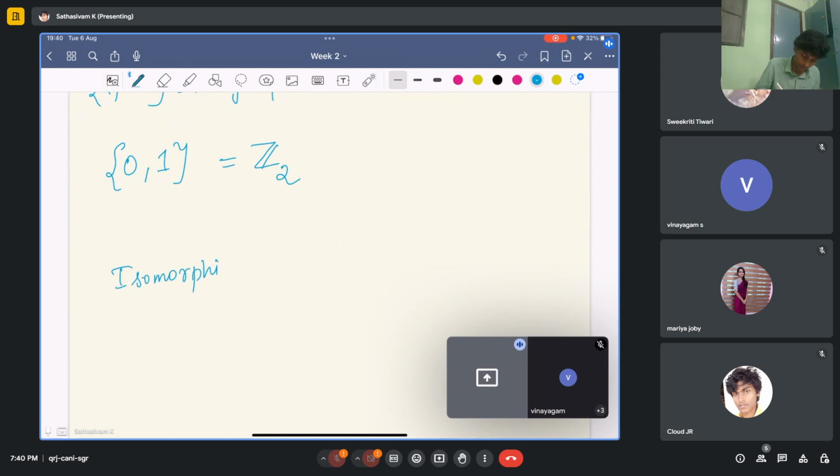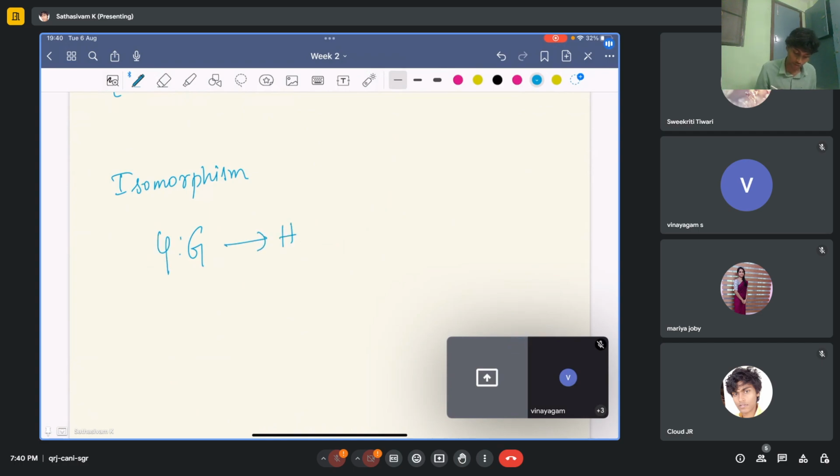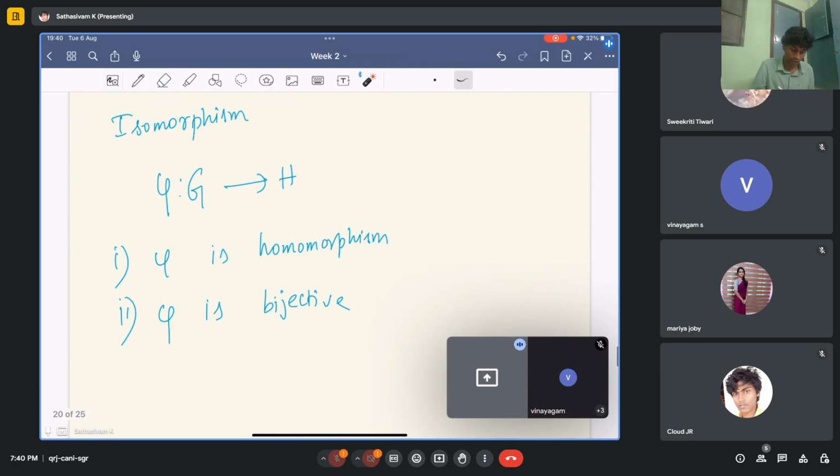Since we have done what a homomorphism is, I will tell you what an isomorphism is. An isomorphism is a map phi from G to H. This is called an isomorphism if phi is a homomorphism and phi is bijective. Okay, so if these two properties are satisfied, then this phi is called an isomorphism.